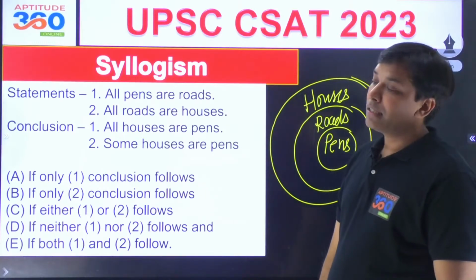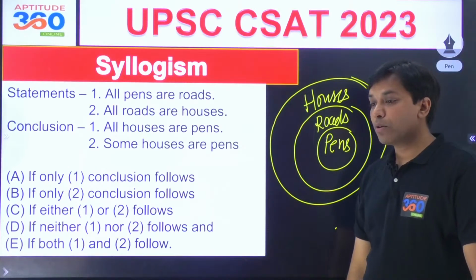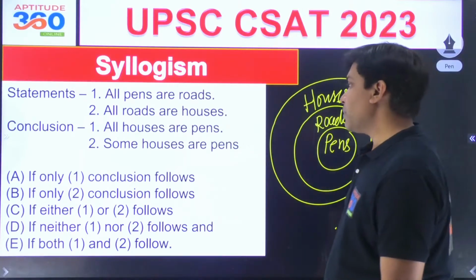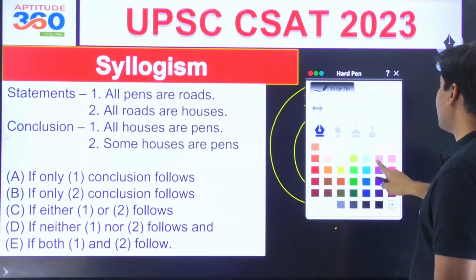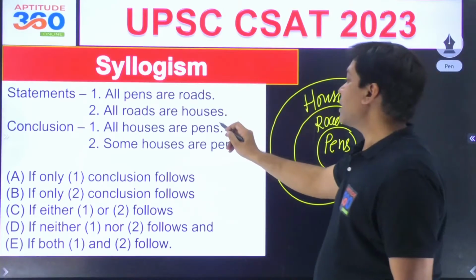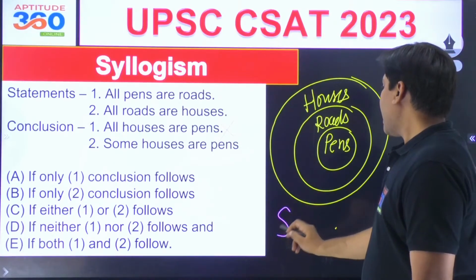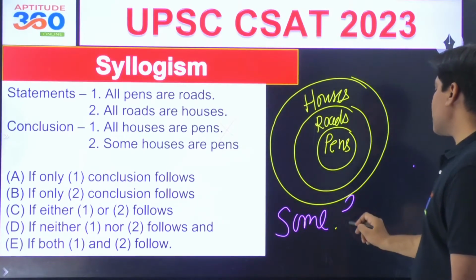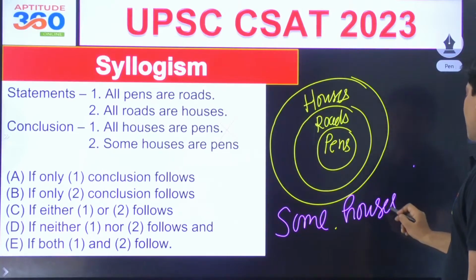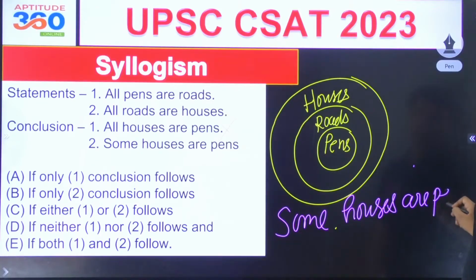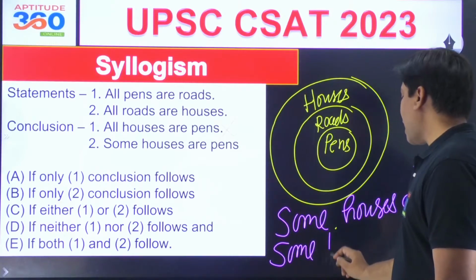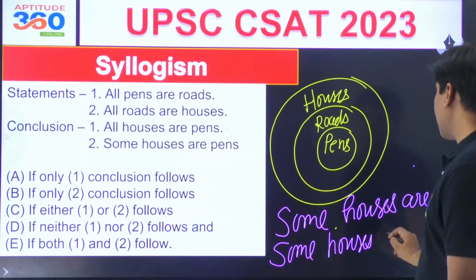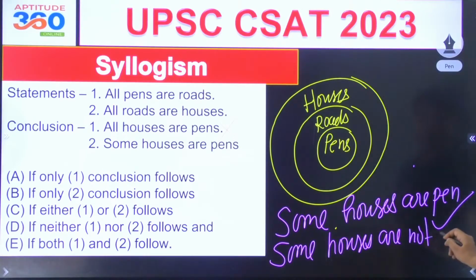Achal, Suhani, Rahul, Sonia, everybody is getting the right answer. What is this? B. Everybody is getting B. All houses are pens is wrong. यही है ना भाई? All houses are pens गलत हो गया. अगर वो बोलता had the problem been some houses are pens, this would have been true. Had it been some houses are not pens, ये जो conclusion होता ये भी गलत हो जाता.